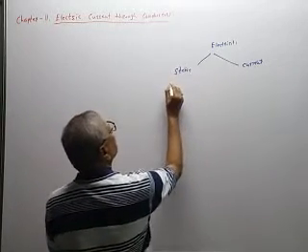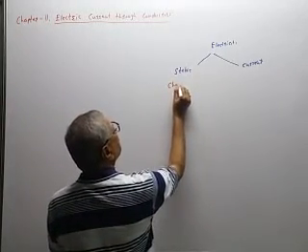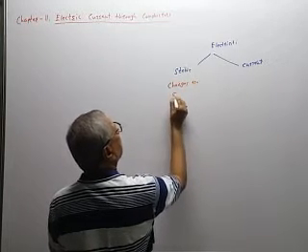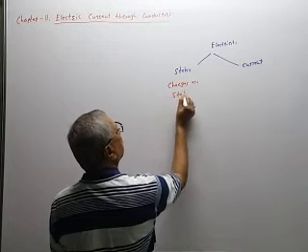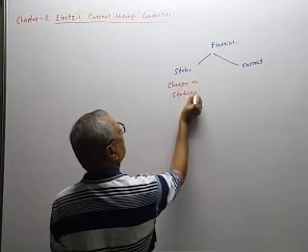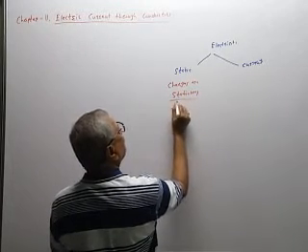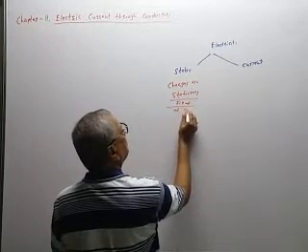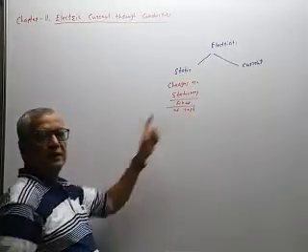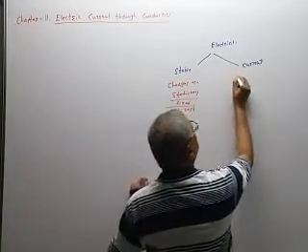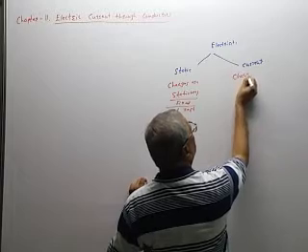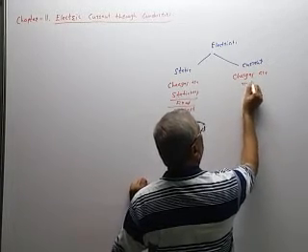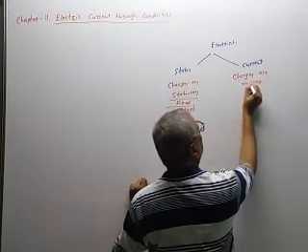In static electricity, what is the main property? The charges are stationary, fixed, at rest. And in case of current electricity, charges are moving.